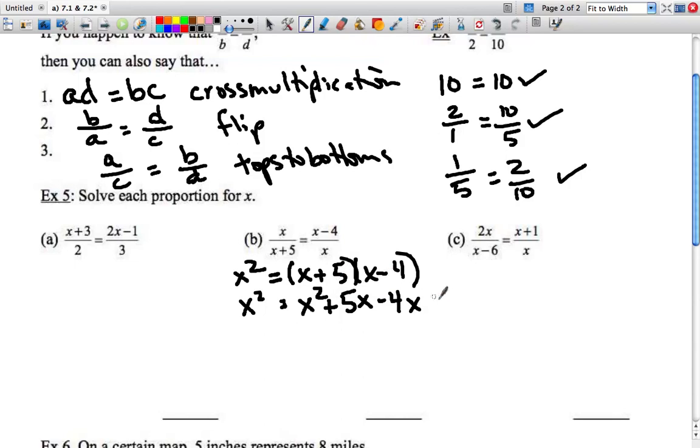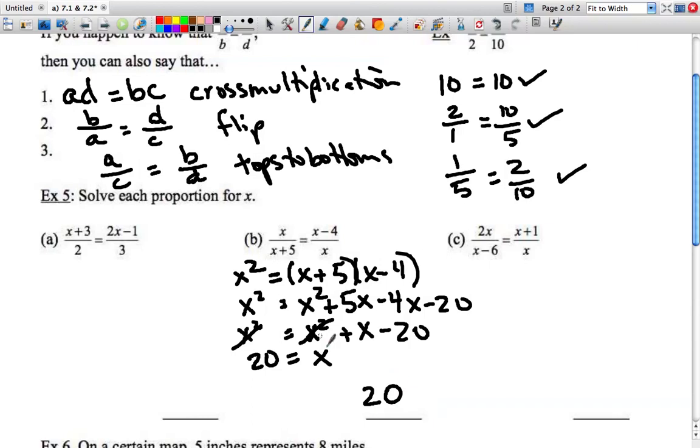5 times a negative 4 is a negative 20. Combining like terms, plus x minus 20. Okay, and how nice is this? If I subtract x squared from both sides, the x squareds are going to cancel each other. So I would just be left with, let's see, I guess when we want to leave the x here. I don't like to do this in this black ink, but I will. The x squareds will cancel, and you'll be left with x minus 20. If we add 20 to both sides, we'll get x equals 20. Okay, and again, to make sure it works, you could just plug it back in to check it.